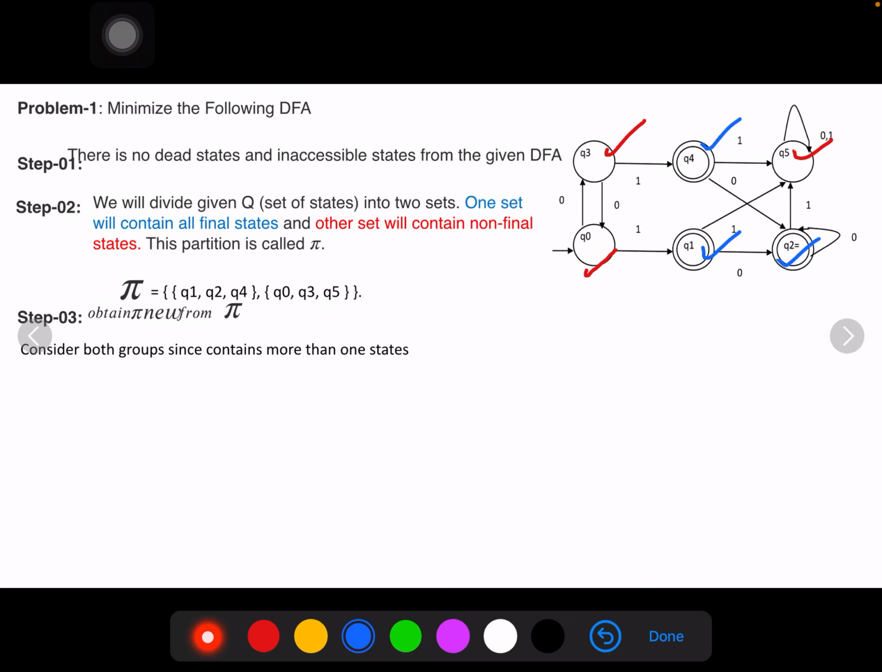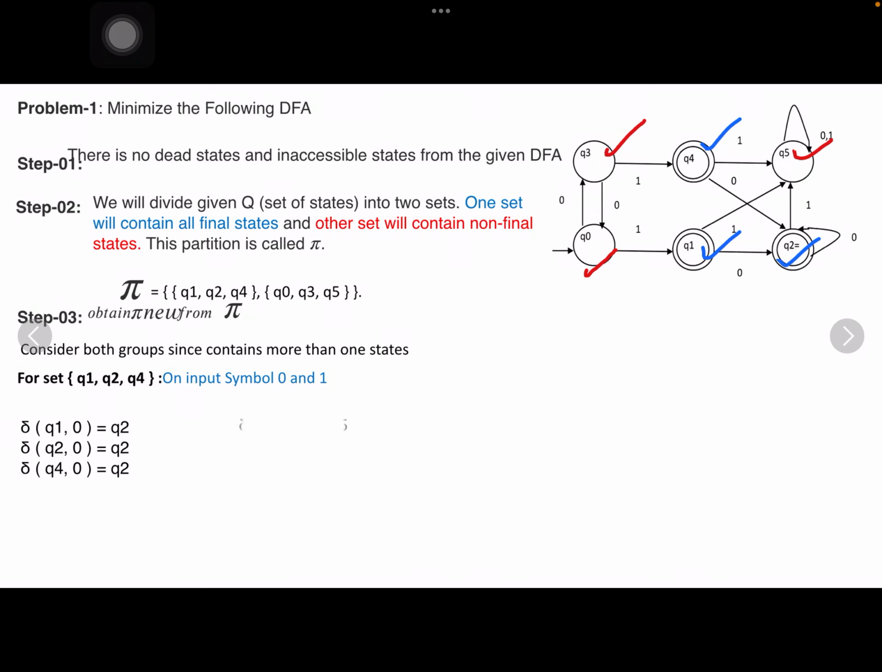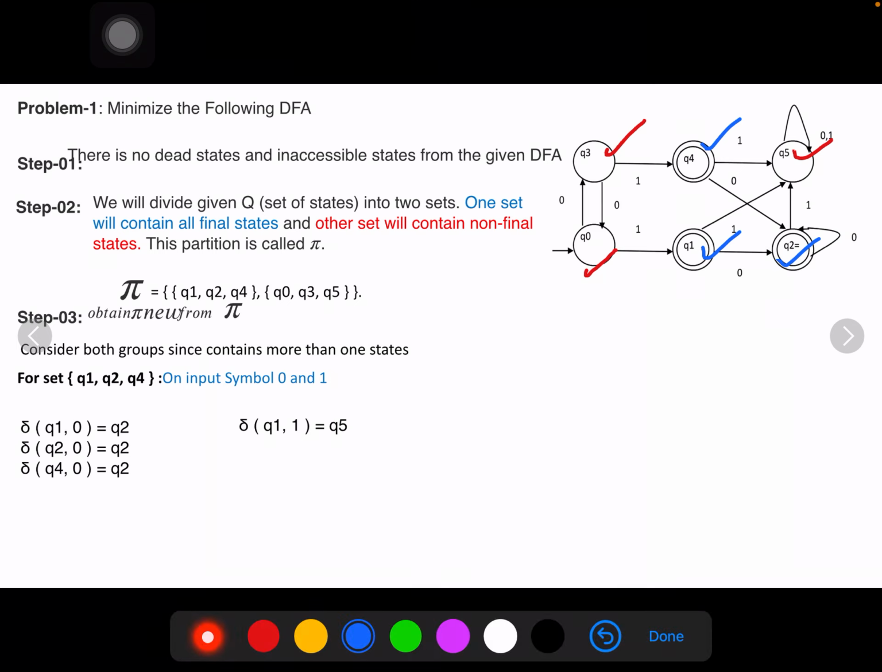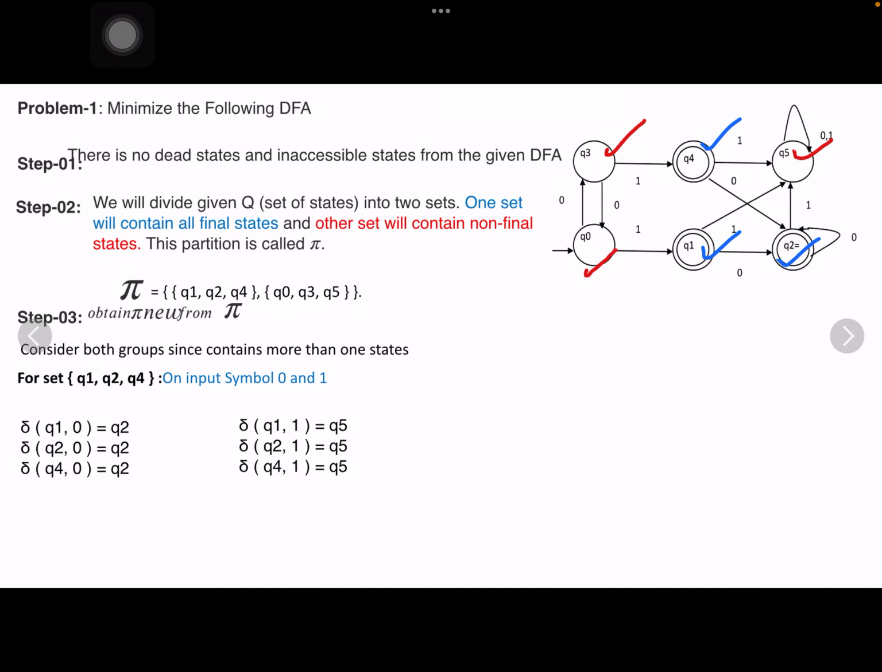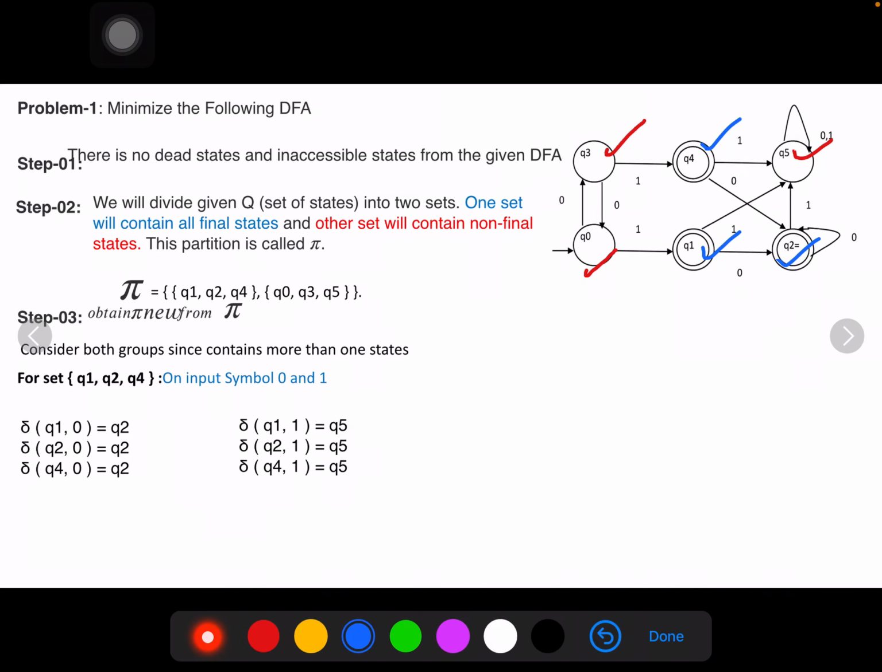So find out the transition on each input. First take the first group Q1, Q2, Q4 on input symbols 0 and 1. Find the transition: delta of Q1 comma 0 goes to Q2, Q2 comma 0 goes to Q2, Q4 comma 0 goes to Q2. Similarly, you can find it on 1: delta of Q1 comma 1 goes to Q5, Q2 comma 1 goes to Q5, and Q4 comma 1 goes to Q5.